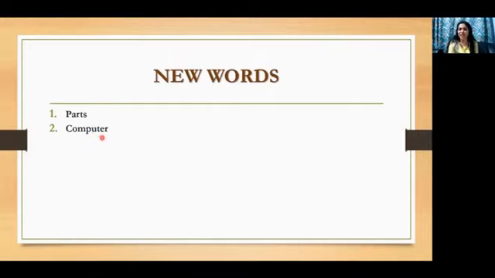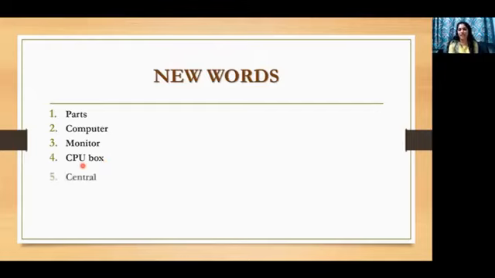Next word, we have already studied the spelling of computer, isn't it? Do you remember that? C-O-M-P-U-T-E-R. Computer. Next word, it is monitor. See, monitor spelling. M-O-N-I-T-O-R. Monitor. Okay. Fourth word, CPU box.